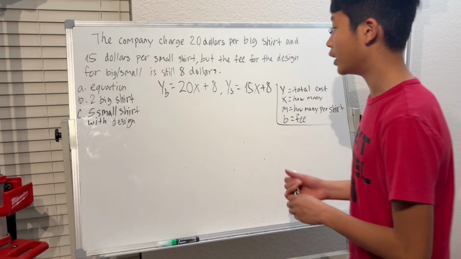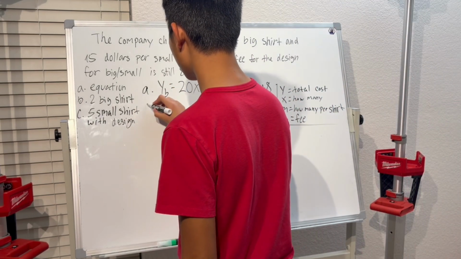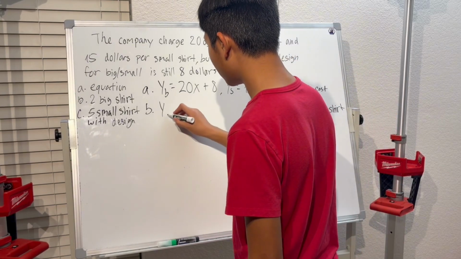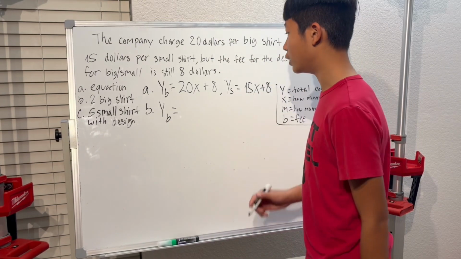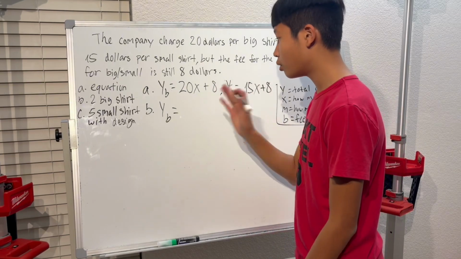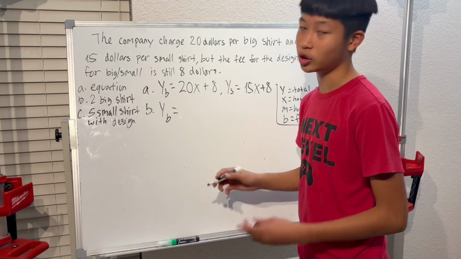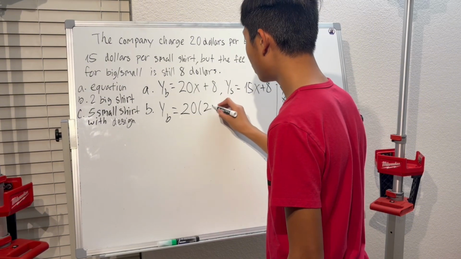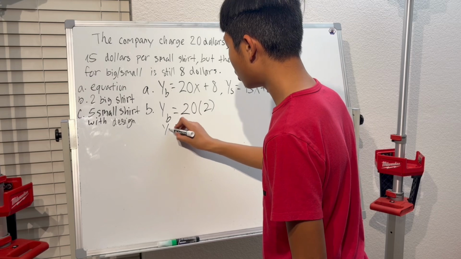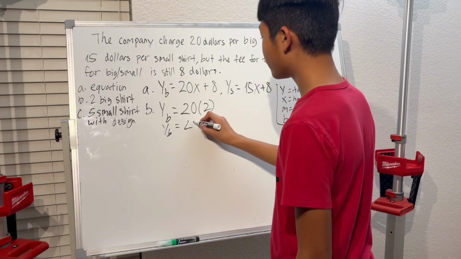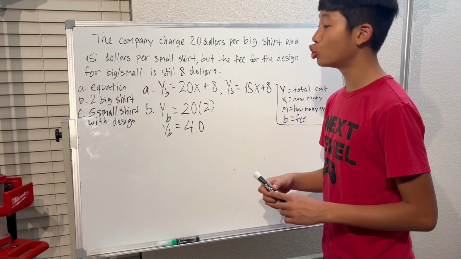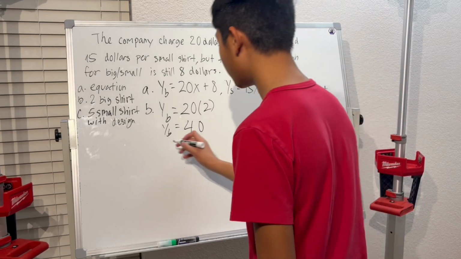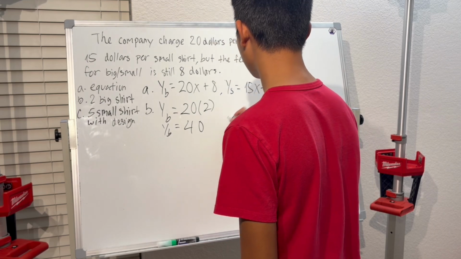Then we're gonna do part A. That's part A. Part B. 2 big shirts, but no design fee. So we're gonna get rid of the 8. So there's no $8 fee because it's just a normal shirt. We're not gonna design. So just 20. How many shirts? 2. That is equal to 20 times 2, which is 40. So $40 for 2 big shirts with no design.